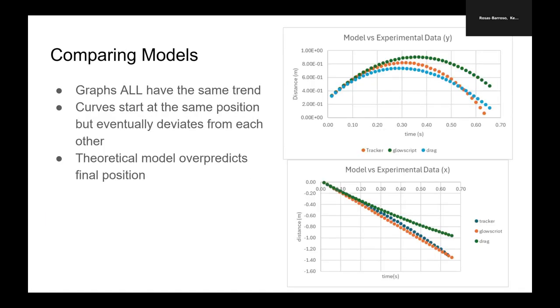And so when comparing the models to the data in the code, we can see that all curves have the same initial conditions and similar trends, but the curves eventually separate after some time. The drag curve is represented in the cyan color, as you can see in the graphs.